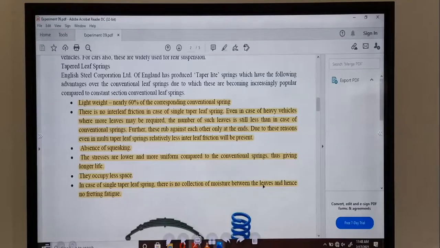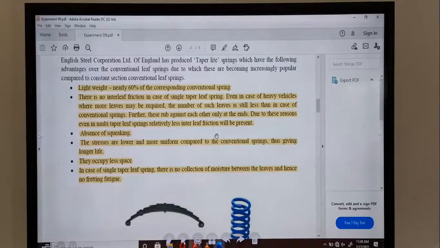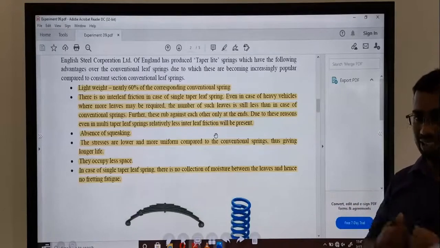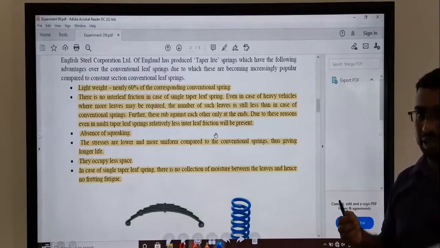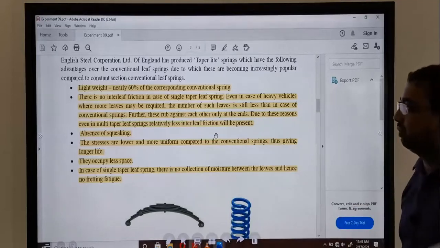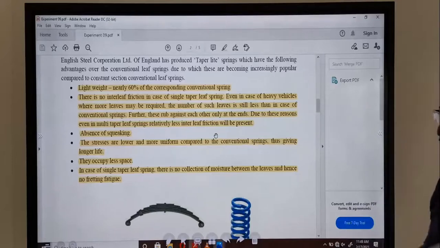Absence of squeaking. Squeaking means there is sound. When two metal parts touch or crash, we can observe a sound, like a rattling or a squeaking. So this leaf spring has an absence of squeaking. The stresses are lower and more uniform compared to the conventional spring, thus giving longer life.